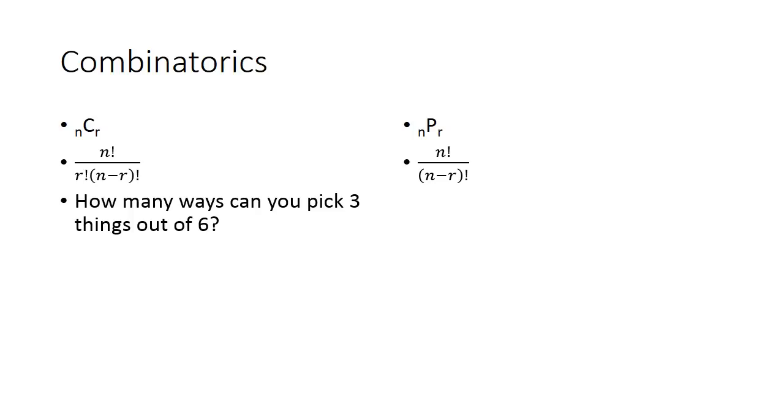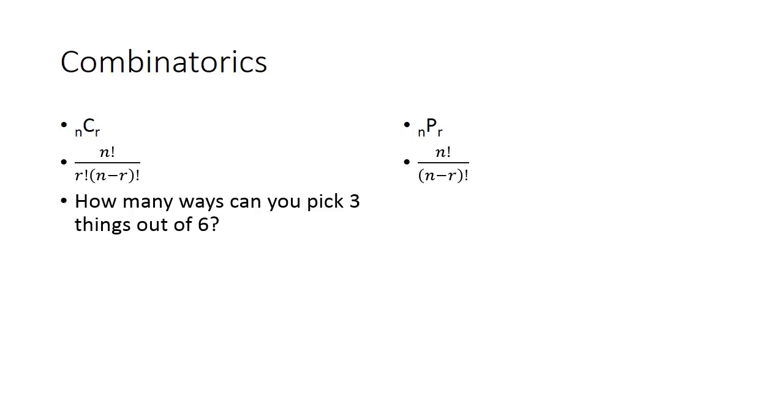How many ways can you pick 3 things out of 6? Say you got 6 cars and you only have a 3-car garage. How many different ways can you pick which cars get to go into the garage? Is it the Ford, the Chevy, and the Volkswagen, for example? Here you don't really care about order.